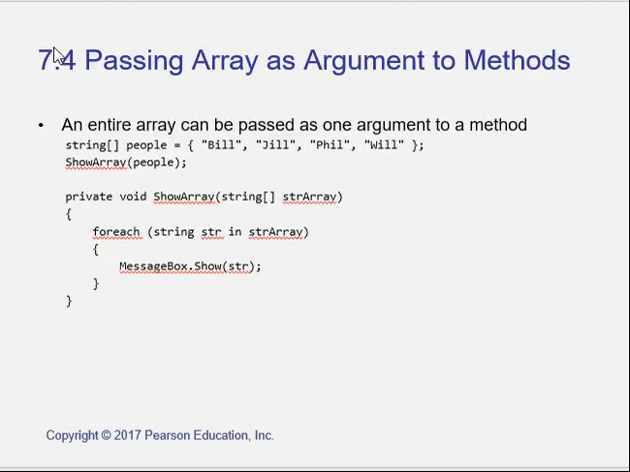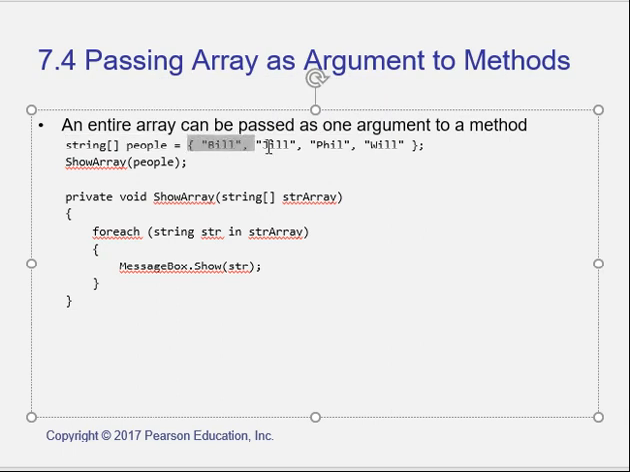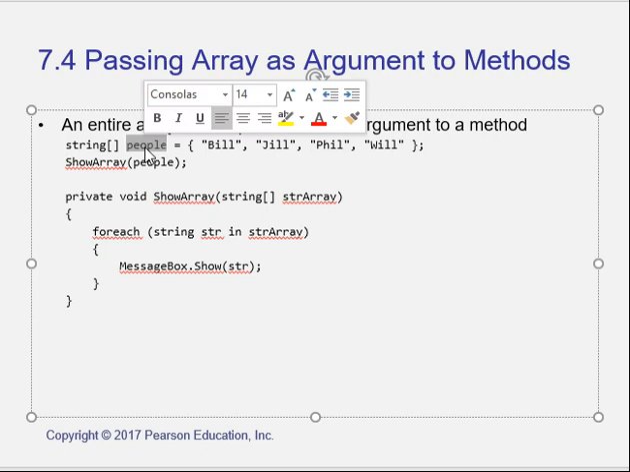All right, now in Learning Objective 7.4, they're talking about passing an array as an argument to a method. And we've talked about passing arguments to methods in the past, and how the method's parameter can then catch that argument and then pull it into the method to process it. So in this example here, we're going to set up an array of a bunch of people's names. So we've got 1, 2, 3, 4 people set up in an array: Bill, Jill, Phil, and Will, and we called it people. So this is that variable that we're going to use.